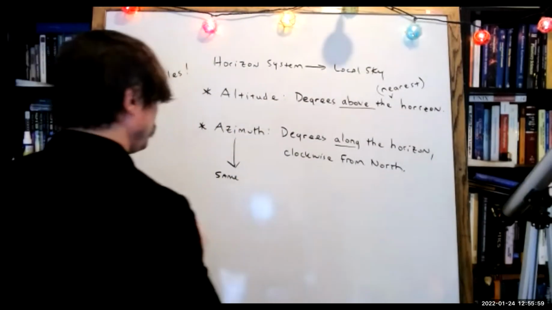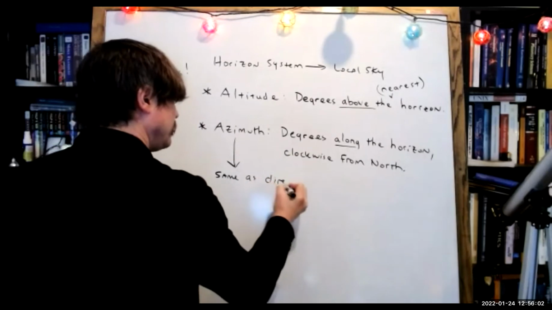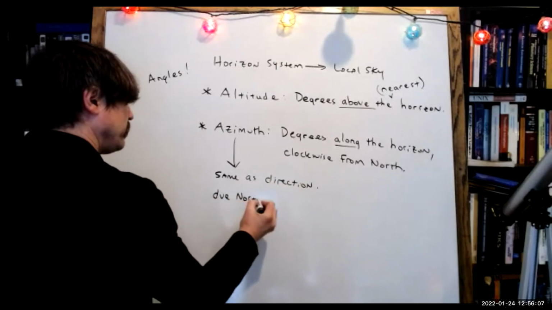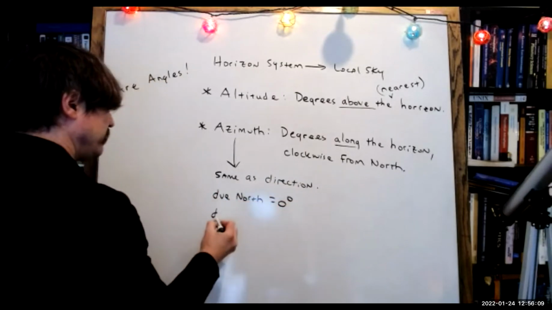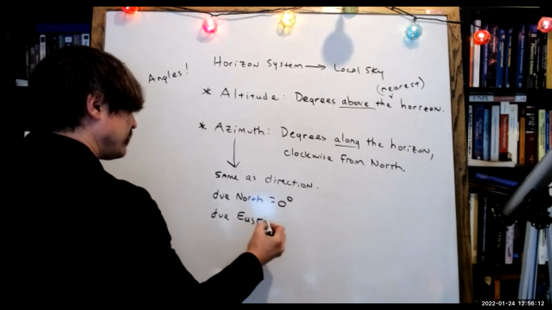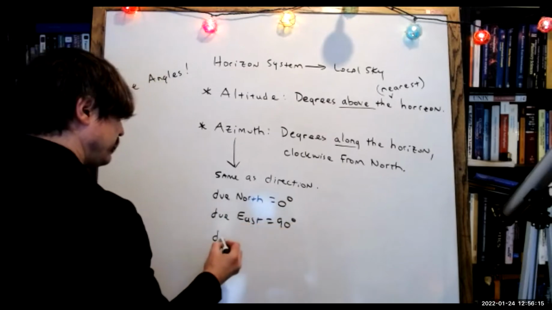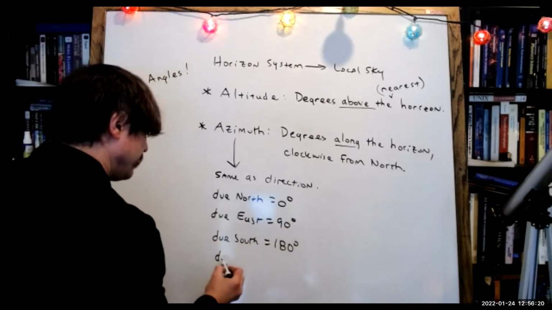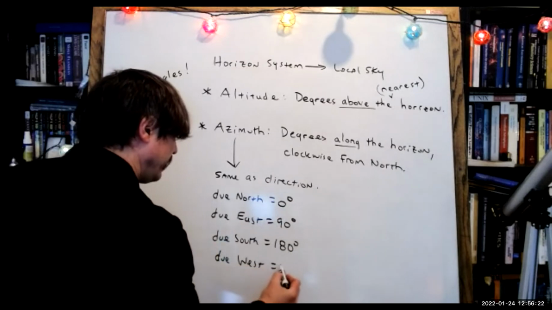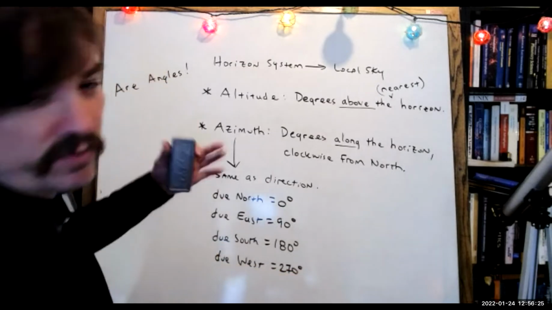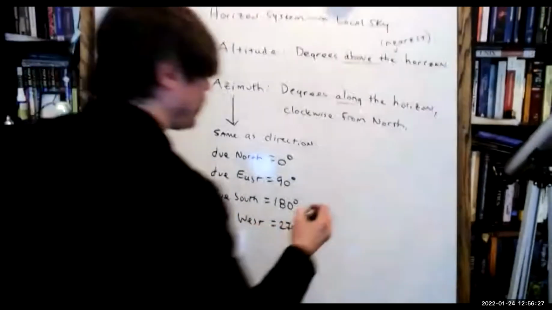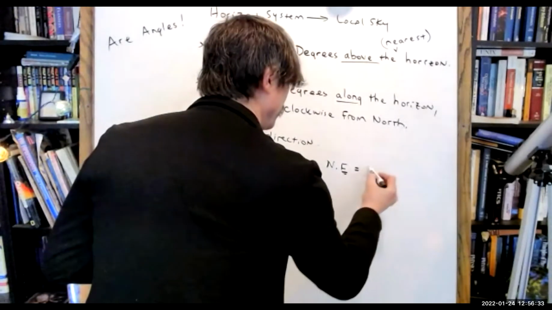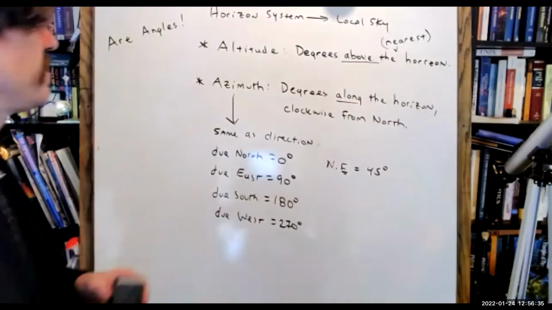It's the same as direction. So due north is 0 degrees. Due east is 90 degrees. Due south is 180 degrees. Due west is 270 degrees. Now, we could further refine this if we wanted to. We could say, okay, so northeast is halfway between 0 and 90. So northeast would be 45 degrees azimuth, okay?